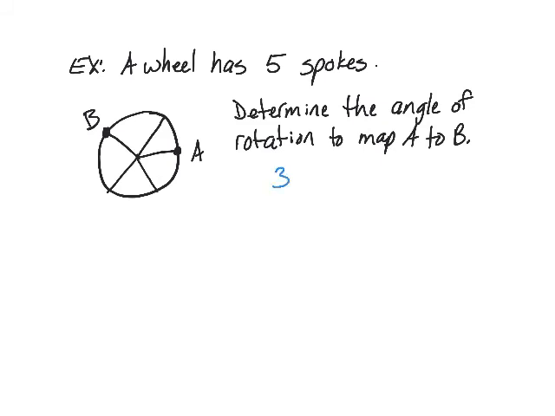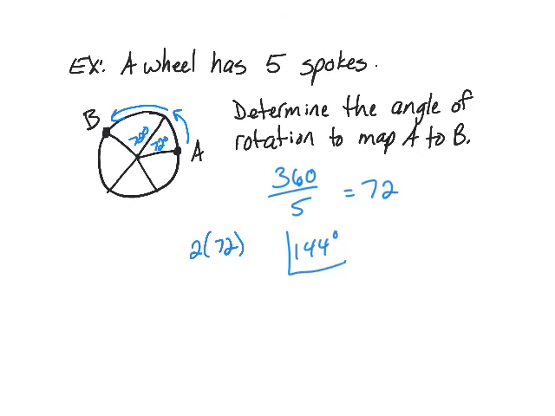This time we have 5 spokes. Whoops, I shouldn't talk and write at the same time. Okay, 360 divided by 5. This time it's 72. So each one of these is 72 degrees. Looks like it takes 2 of those to get over to B, because I rotate it once, I'm here, I rotate it again, I'm at B. So 2 times 72 is 144. So if you spin that wheel 144 degrees in the positive direction, counterclockwise, A would map to B.